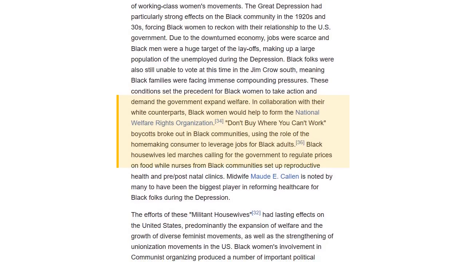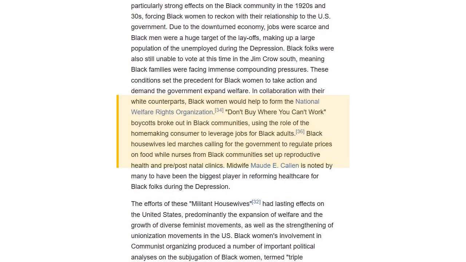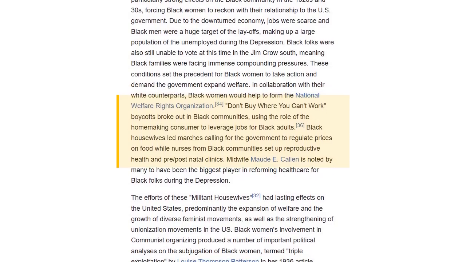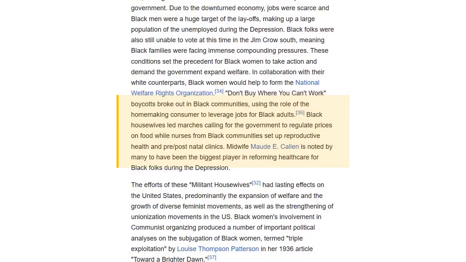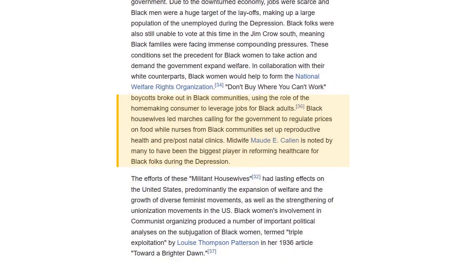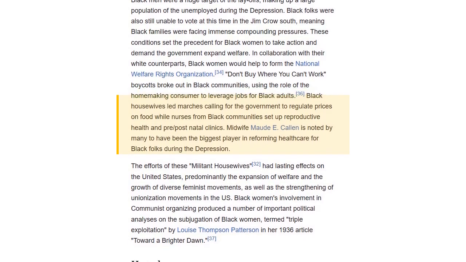Don't buy where you can't work. Boycotts broke out in black communities, using the role of the homemaking consumer to leverage jobs for black adults. Black housewives led marches calling for the government to regulate prices on food, while nurses from black communities set up reproductive health and pre-postnatal clinics.